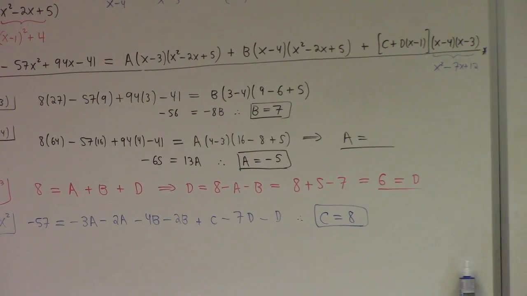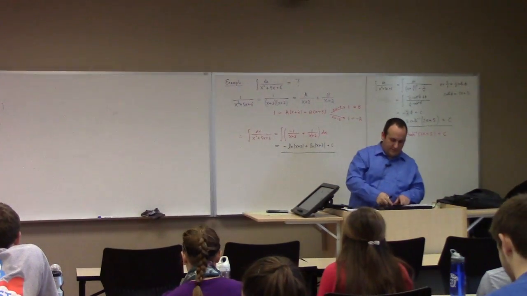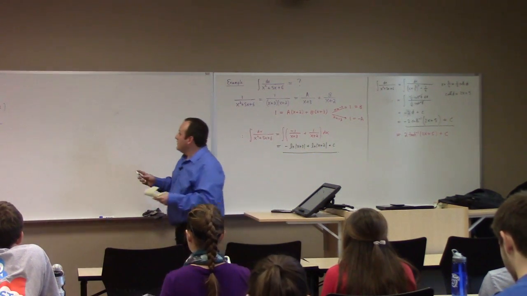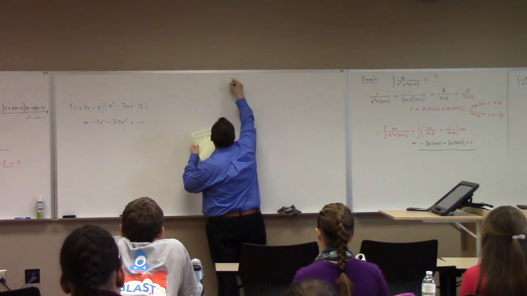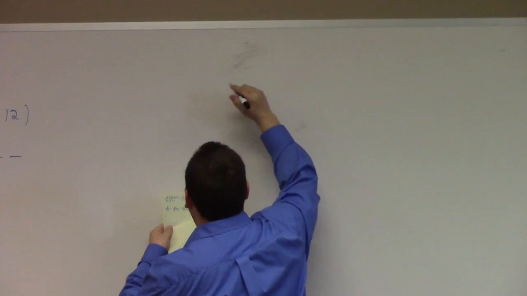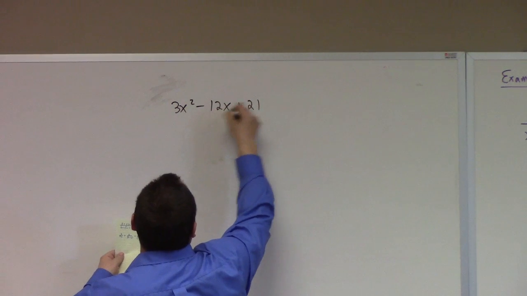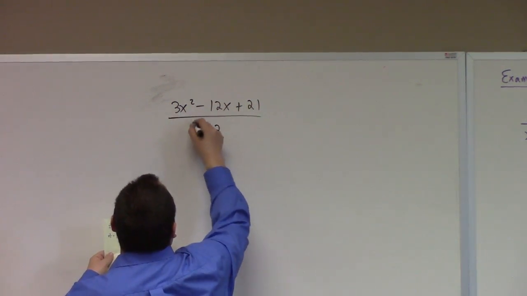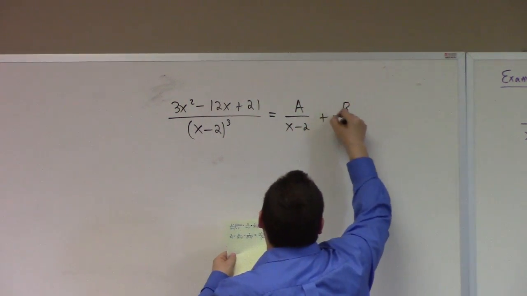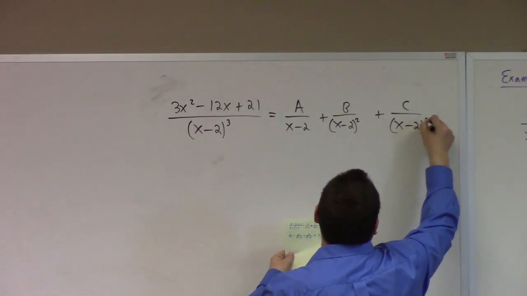Okay, guys, so next class, obviously I'm out of time with you guys, but I had another example linked together with this one. So in the next class, I'm going to do this example. If you have some time, you might try it out for yourself. Don't write the answer. This one, 3x squared minus 12x plus 21 over x minus 2 cubed. So for this one, you're going to try something like a over x minus 2 plus b over x minus 2 squared plus c over x minus 2 cubed. Let's see how that goes.